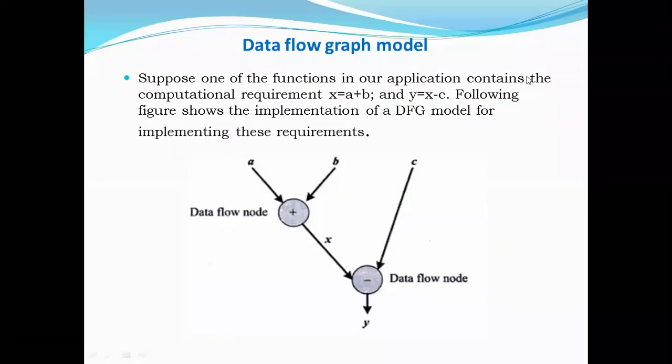Suppose in one of the embedded systems you are designing, x equals a plus b and y equals x minus c. These are the inputs to one of the embedded systems. So for this, you have to draw the data flow graph model. We have not implemented it here. We are just drawing one model of how the input is given to the system and in what way the output is given, right?